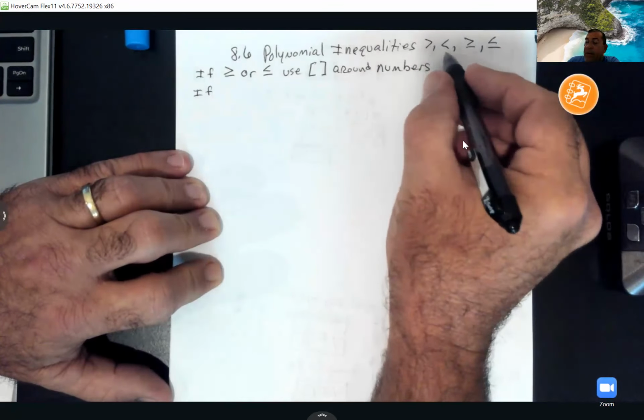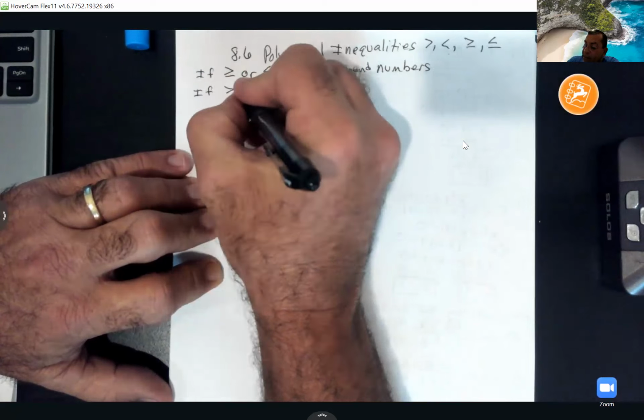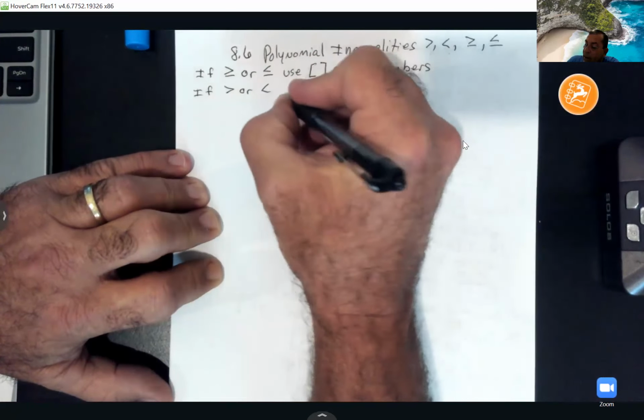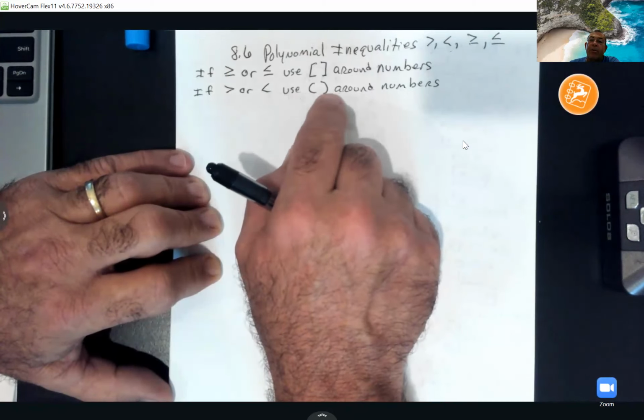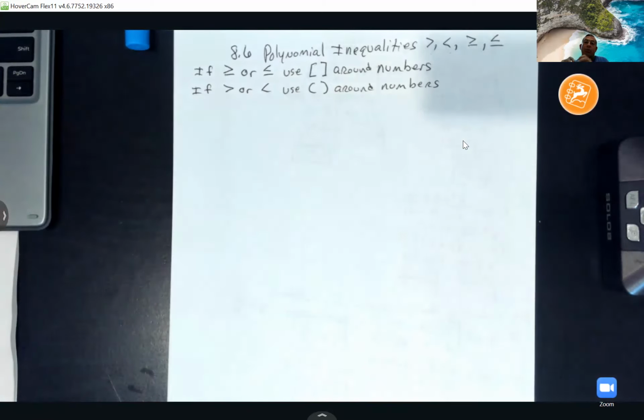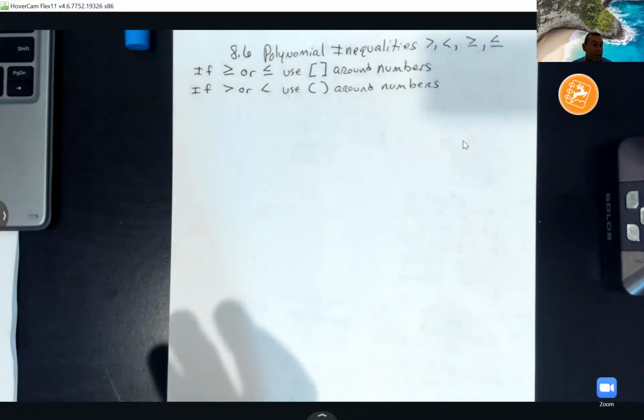If it's, say, greater than or less than, I'm going to use parentheses around my numbers. So what that means is brackets, that number is included in the solution. Parentheses means that those numbers are not included in the solution. Just like when we were doing those unions around those numbers, remember we had parentheses because those numbers were getting kicked out of our domains.